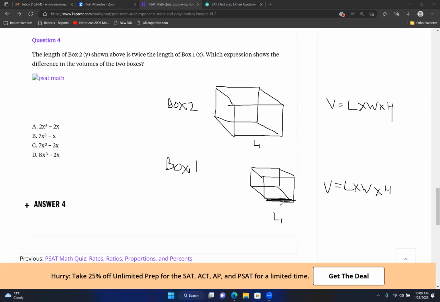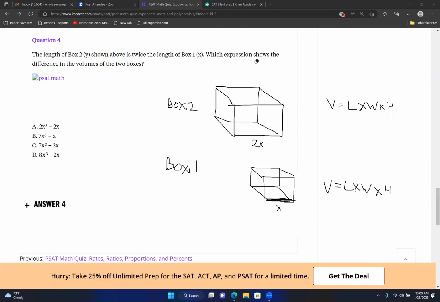All right, so now we know these lengths are related. Which one's bigger? Box 2. Okay, so what variable can we put for L1? What variable could we put here? The length of box 2 is shown, so this will be 2x here, right? Twice, and then this one will be x, because the first sentence says the length of box 2 is twice the length of box 1. So we're going to say box 1 length is x, box 2 length is 2x.